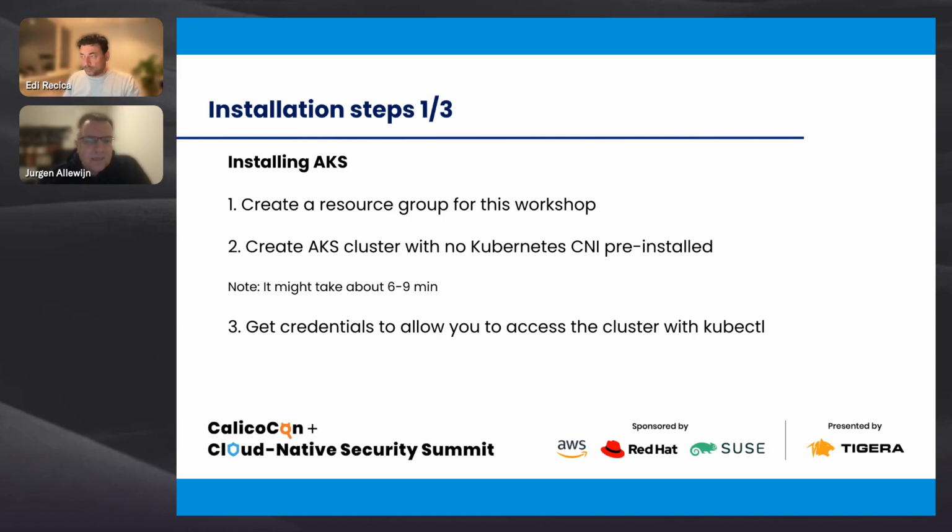Then we are creating an AKS cluster with no Kubernetes CNI pre-installed. That allows us to install the Calico CNI later. The installation will take approximately 6 to 9 minutes. It depends a bit on which part of the world you are in and how fast Azure is responding. But when we tested this exercise, it took us between 6 and 9 minutes.